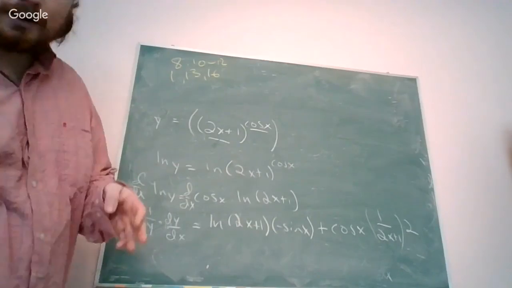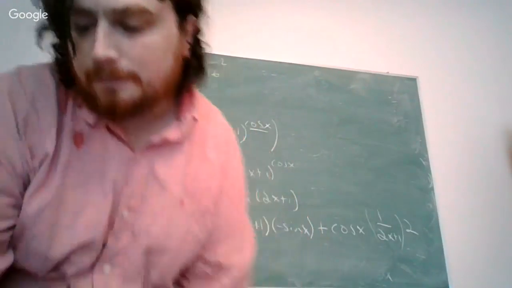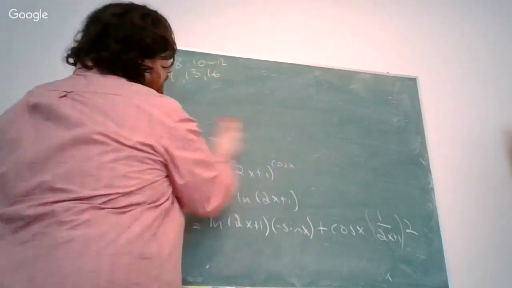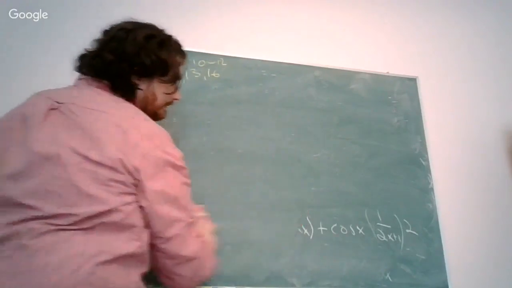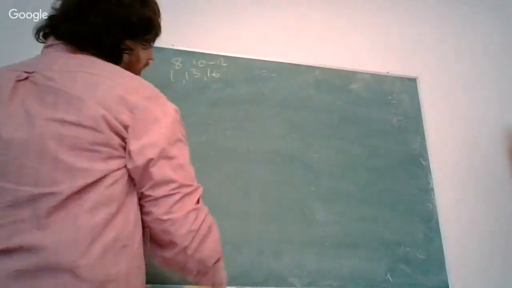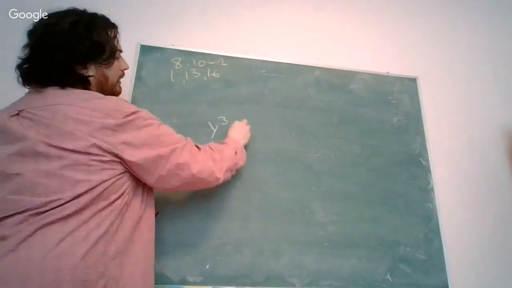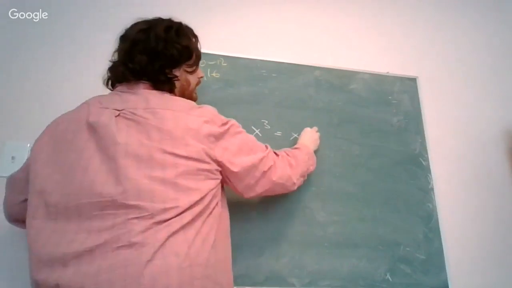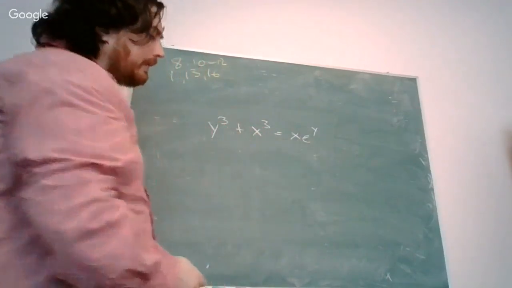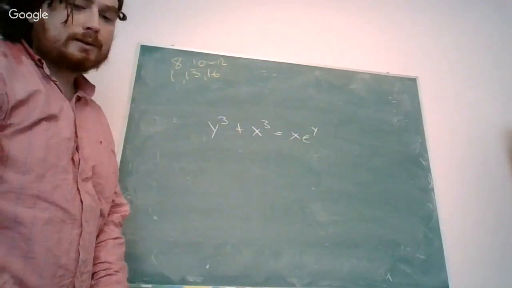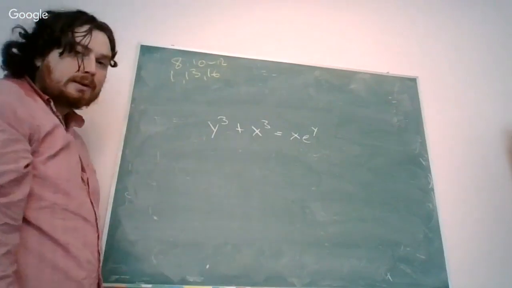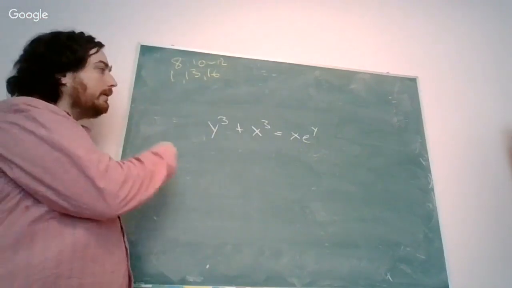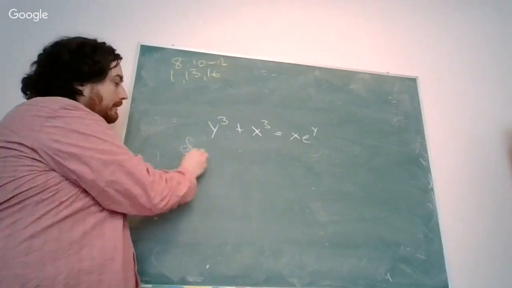So there we have another implicit differentiation: y cubed plus x cubed is x e to the y. If we have y cubed plus x cubed is x e to the y, and I want to find dy dx, again, we're not going to try to solve for y because that's not going to work out very well. So what we're going to do is just take the derivative as is on both sides.